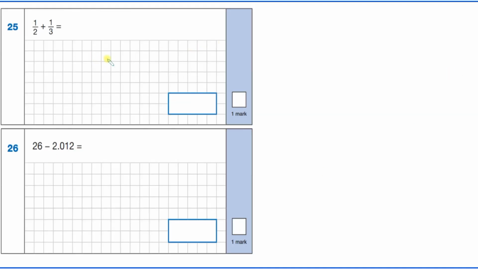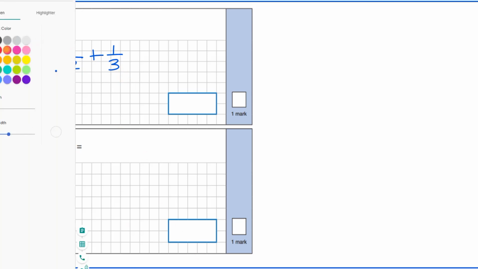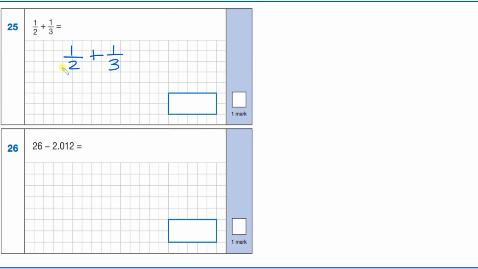Moving on to the 25. Question number 25. 1 over 2 plus 1 over 3. Now you need to make the bottom number, we call denominator, the same. 2 and 3, the common denominator is 6. So that means I am going to multiply this number by 3 top and bottom, and this number by 2 top and bottom. So this becomes 3 over 6 plus 2 over 6, and that gives 5 over 6. So the answer is 5 over 6. That is the correct answer.